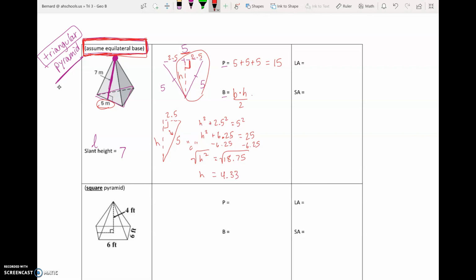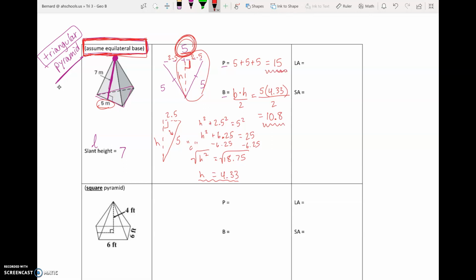Perfect. So now we can all plug this into the area of that triangle. Remember, our base was one of the full sides, so that's 5. Our h we just solved for is 4.33. And then we've got to divide that by 2. And so 5 times 4.33 divided by 2 is about 10.8. So that's our big B, 10.8.